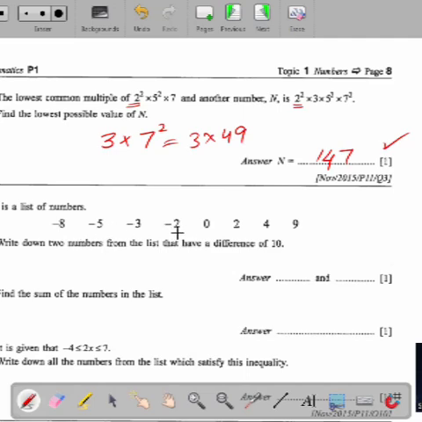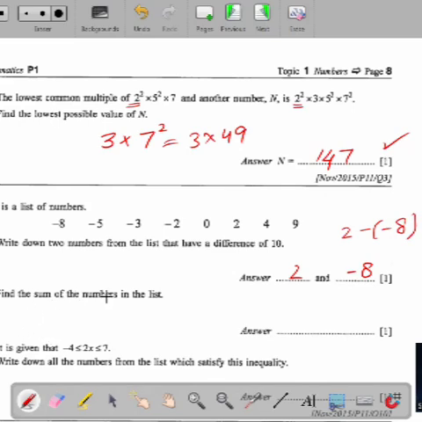-8, -5, -3, -2, 0, 2, 4, 9. Write down the two numbers from the list that have a difference of 10 over there. -8 and 2. So I'm taking 2 minus -8, that is 2 plus 8, which is equal to 10. So I can write it 2 and -8. Both have a total difference of 10 over there.